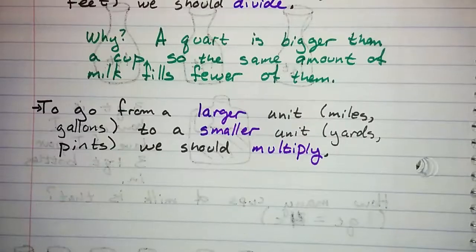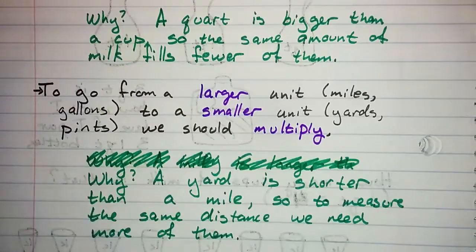To go from a larger unit, like miles or gallons, to a smaller unit, like yards or pints, we should multiply. Why? Same logic. For example, a yard is shorter than a mile, so to measure the same distance, we need more yards than we do miles.